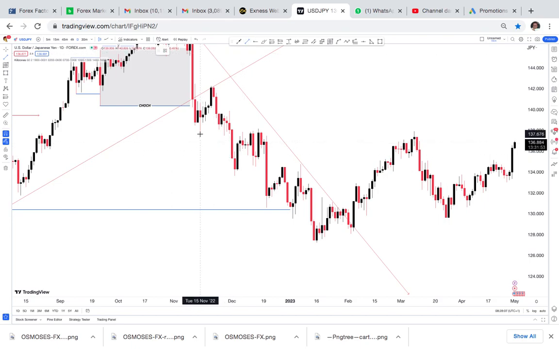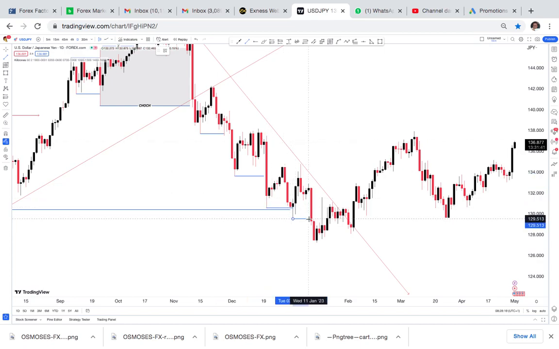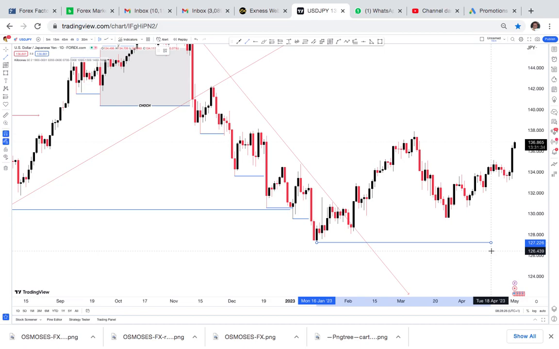This low was first created and was taken out here. Then this low was next created and was taken out here. This one was created and was taken out here. This one was also created and taken out. So I'm expecting this last low to be taken out. But what did the market do? Market didn't take out this low.